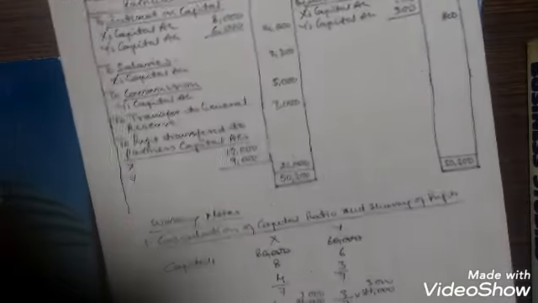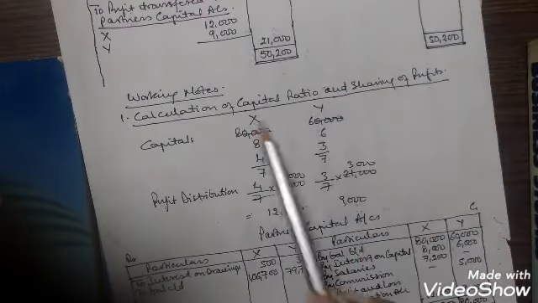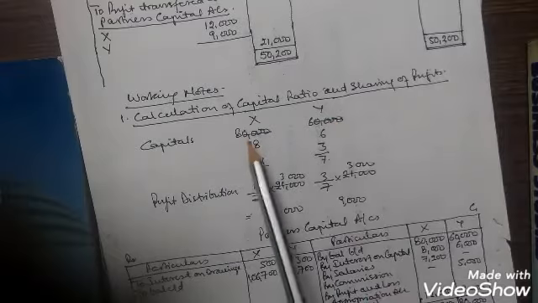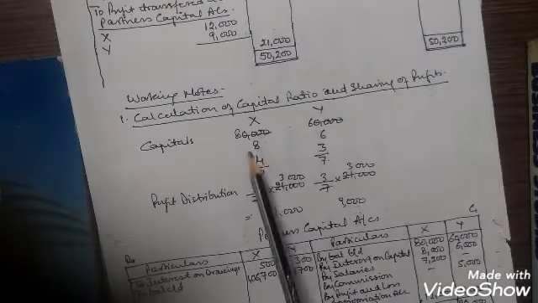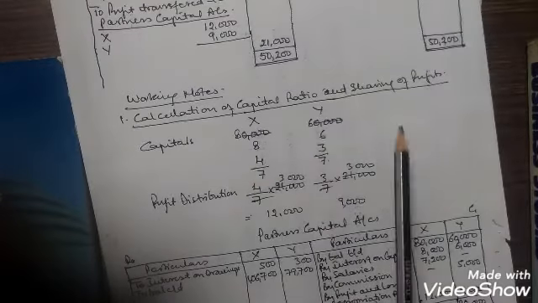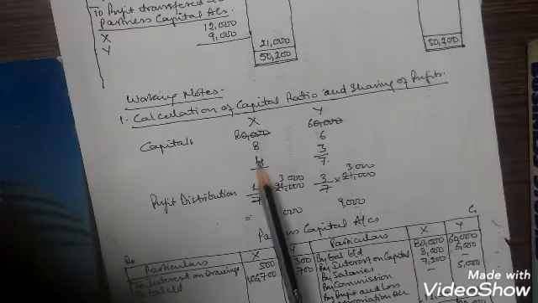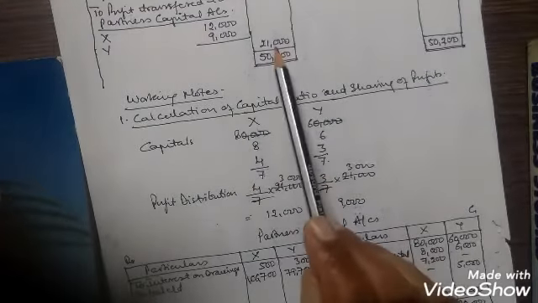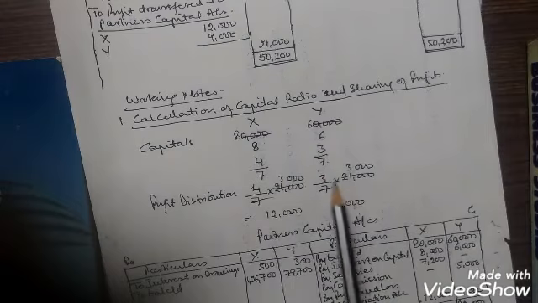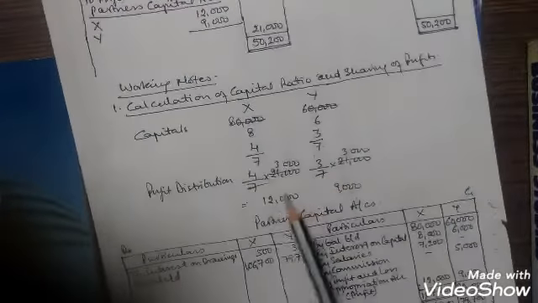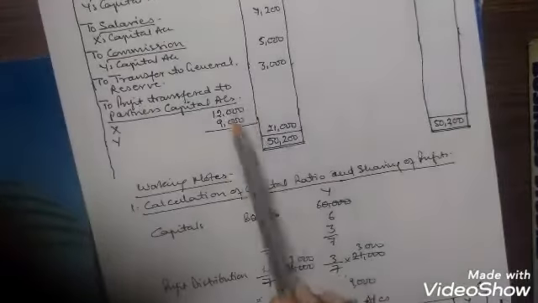Now how is the capital ratio calculated? Calculation of capital ratio and sharing of profits. X and Y are two partners. Their capitals are 80,000 and 60,000. Remove all the common zeros, so it comes to 8:6. Now simplify 8 and 6 by dividing by 2, so 4:3. Total of 4 and 3 is 7. So 4 by 7 and 3 by 7, and the profit is 21,000. Divide this profit in this proportion, 4 by 7 into 21,000 and 3 by 7 into 21,000. So the share of profit of X is 12,000 and the share of profit of Y is 9,000, which is being shown over here, 12,000 for X and 9,000 for Y.